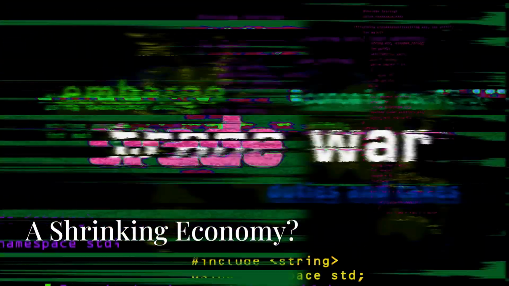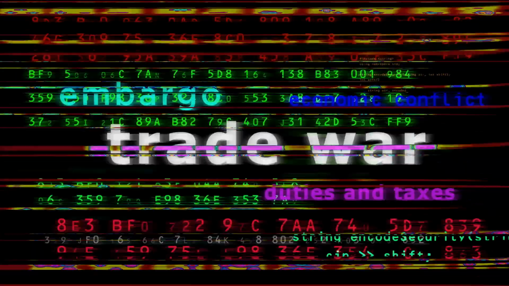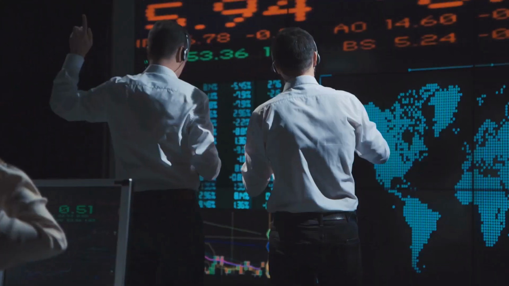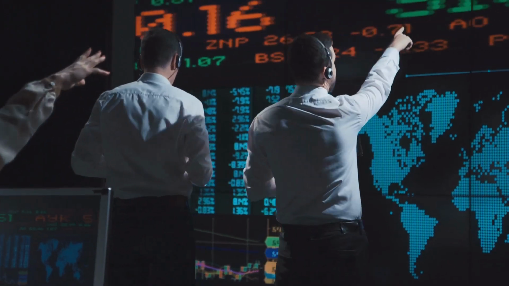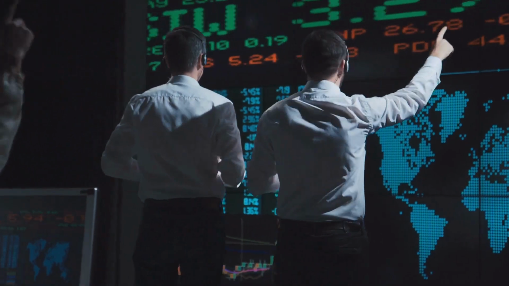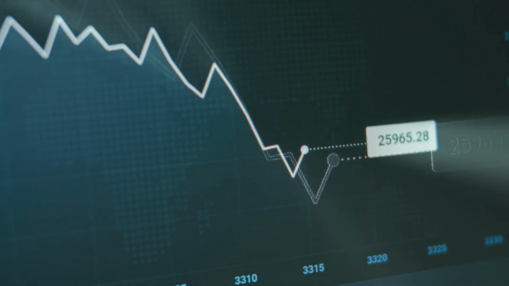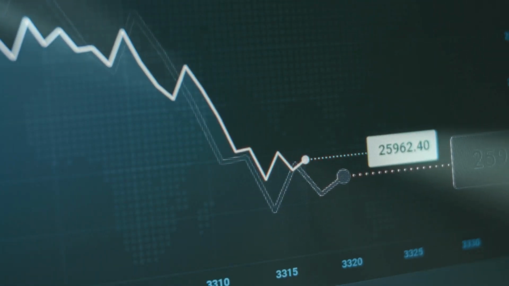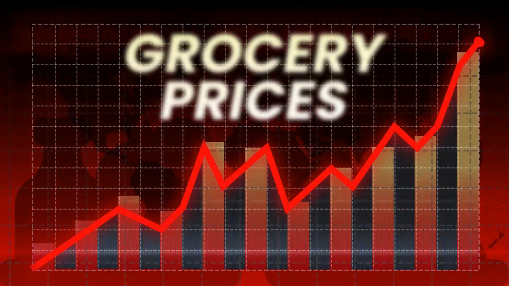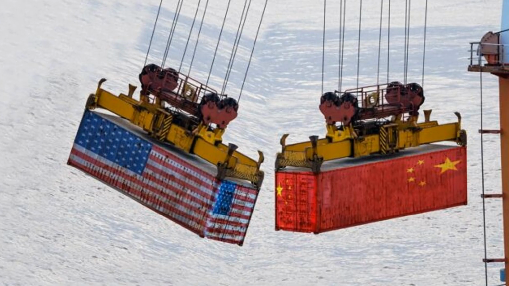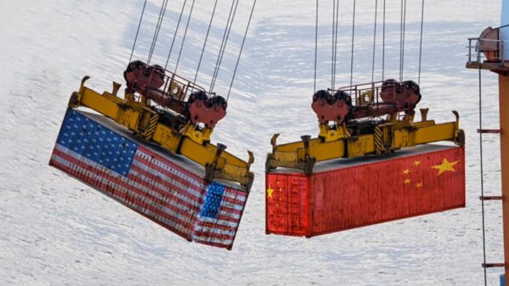Long-term consequences. A shrinking economy. While the immediate impact of tariffs might manifest as market volatility and business uncertainty, the long-term consequences can be even more profound, potentially leading to a slowdown in economic growth. When tariffs make imported goods more expensive, it can fuel inflation, eroding consumer purchasing power and reducing overall demand.